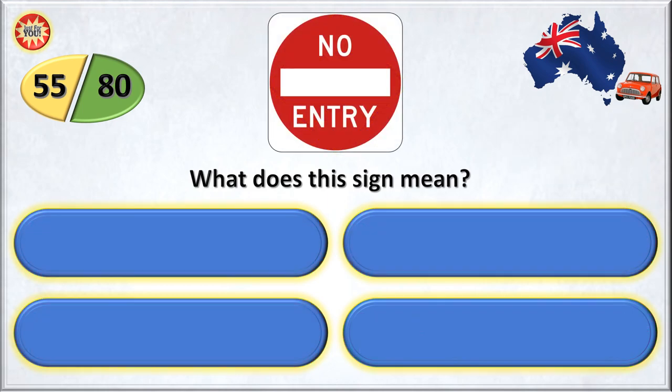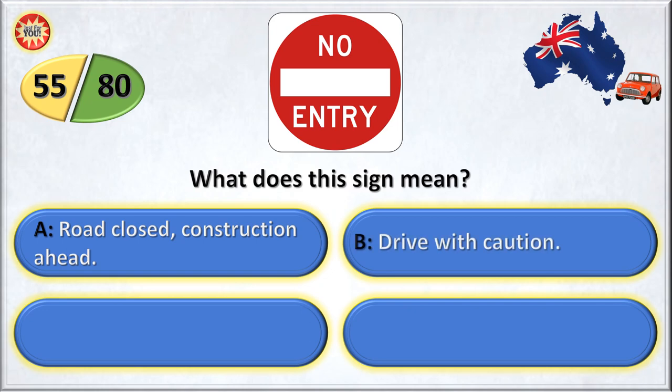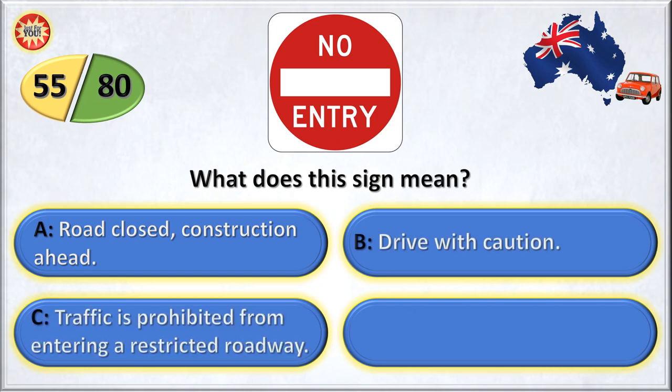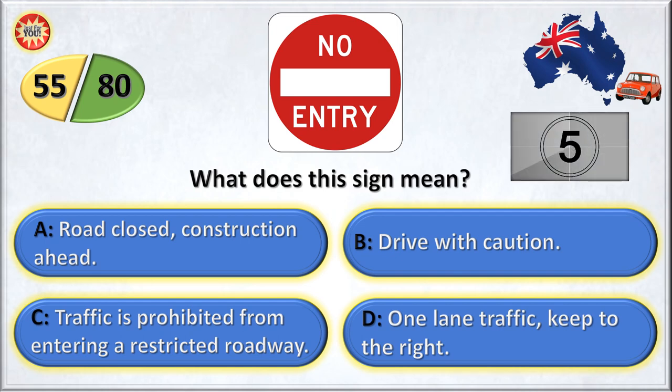What does this sign mean? Road closed, construction ahead. Drive with caution. Traffic is prohibited from entering a restricted roadway. One lane traffic, keep to the right. Traffic is prohibited from entering a restricted roadway.